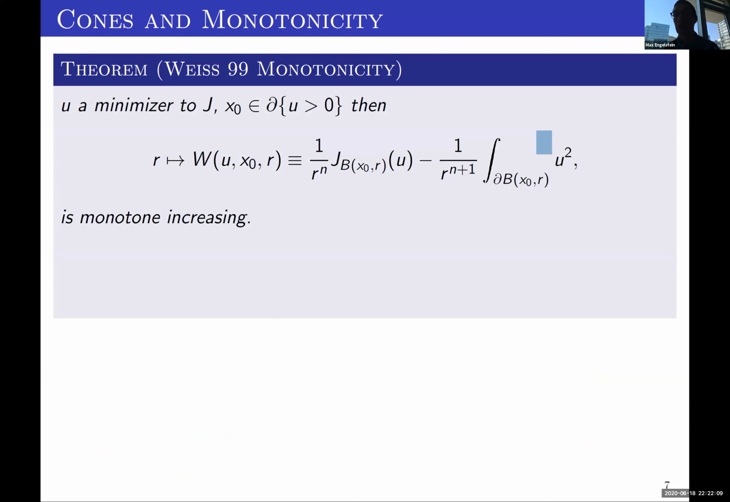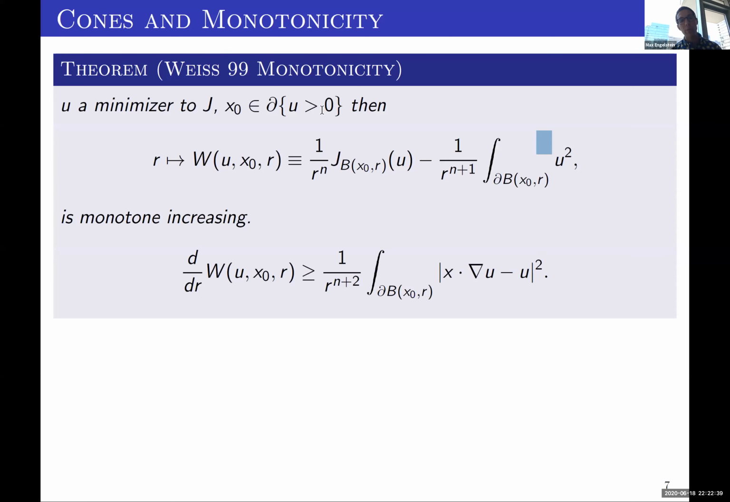Okay, so how are we going to understand these blow-ups? The key tool always is something which is called a monotonicity formula. Weiss in '99 observed that if you take the energy, scale it appropriately, and subtract off a boundary term, then this function is a monotone increasing function in R, as long as u is a minimizer and x0 is in the free boundary. It actually works for critical points also. And he proves something a little bit more. He shows that the derivative is bounded from below by how far u is from being one homogeneous. Note that this is equal to 0 if and only if u is one homogeneous.